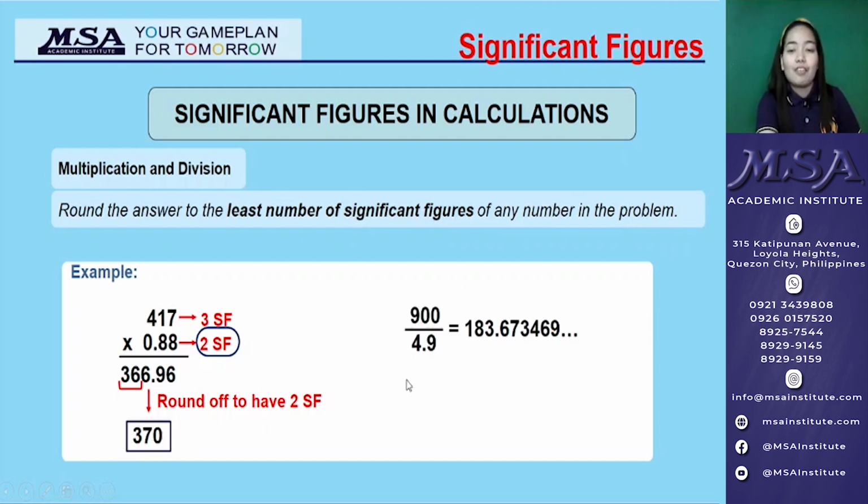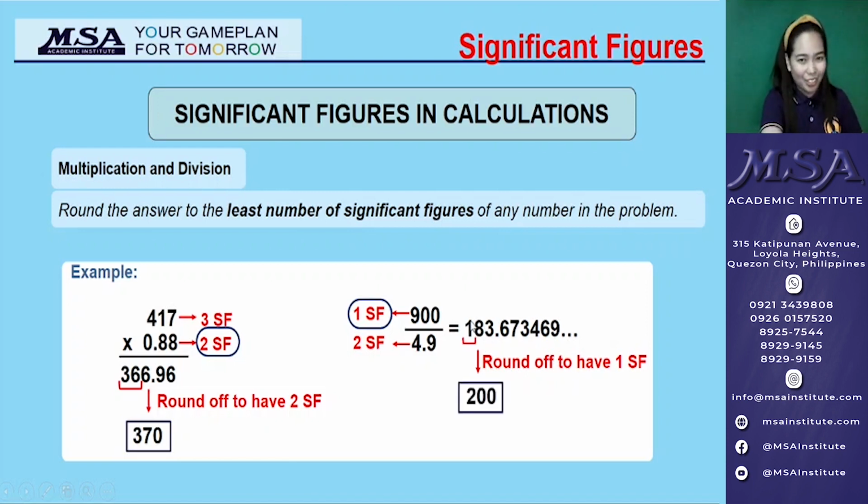Okay, now let's have division. Let's have 900 divided by 0.49. For this one, it has one significant figure and this one has two significant figures. So the final answer should be addressed into one significant figure only. Now let's consider the first significant figure, and this is where we round up. Since this one is 8, we will round this one up to 2. So the final answer will become 200.